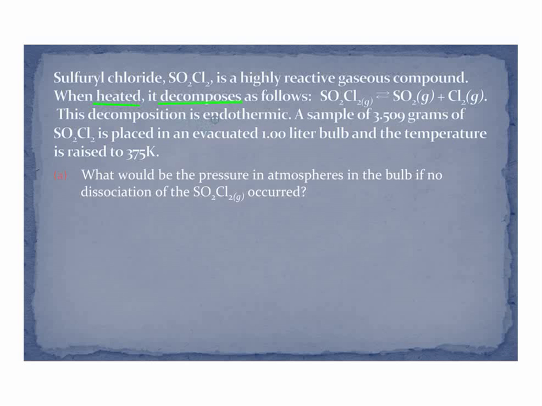Now, the people who wrote the question didn't need to tell you this. It was very nice of them to tell you it was endothermic, but you really should have been able to get that from the other context there. Now, we have 3.509 grams, and that's our initial SO2Cl2. We have a volume of 1 liter, and the temperature is 375. Now, what I think is helpful is for you to label these. So we have a mass, we have a volume, and we have a temperature.